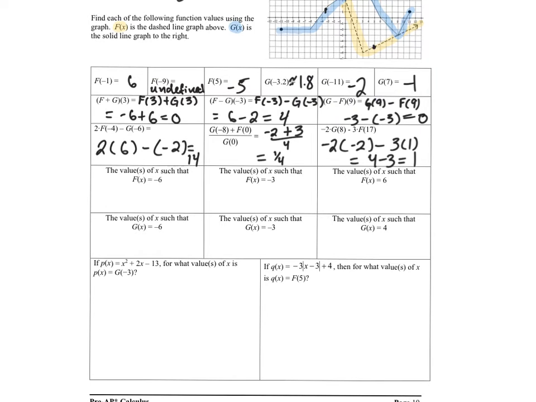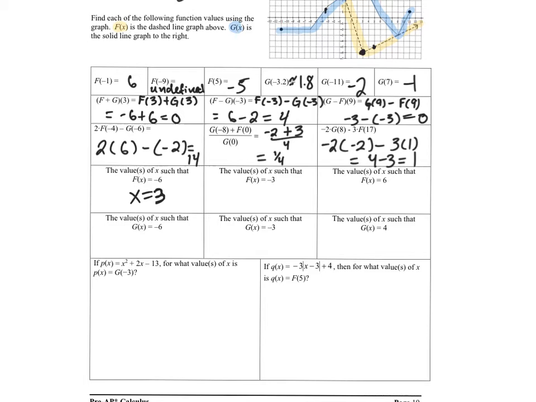In the next few examples, we want to find the values of x such that the function of x is equal to a specific y. Here our y is negative 6. So x will be 3, for this point right here, negative 6, 3.